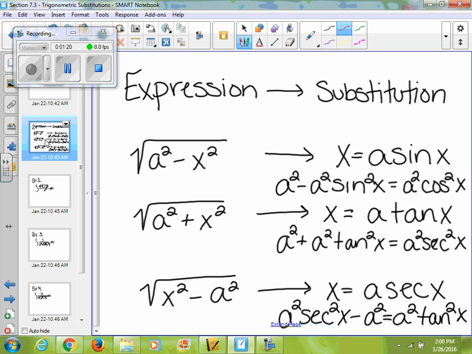And lastly, if we see the square root of x squared minus a squared, we're going to substitute in a secant of x in for x, and a squared secant squared of x minus a squared will be equal to a squared tangent squared of x.